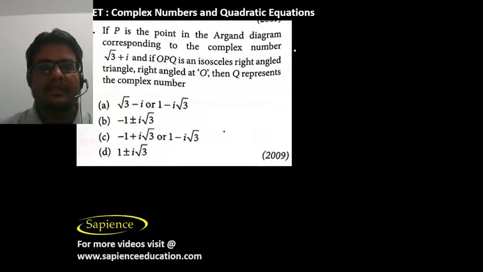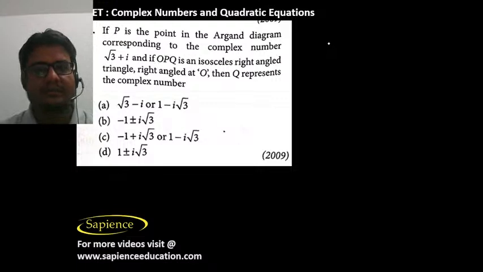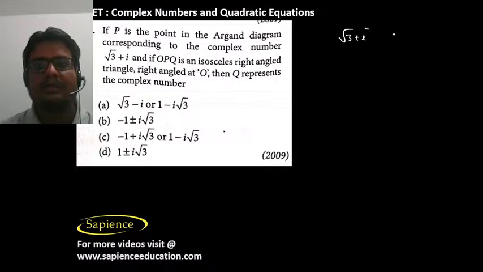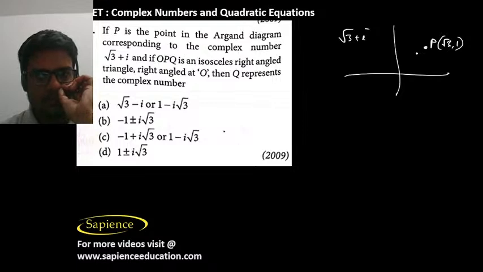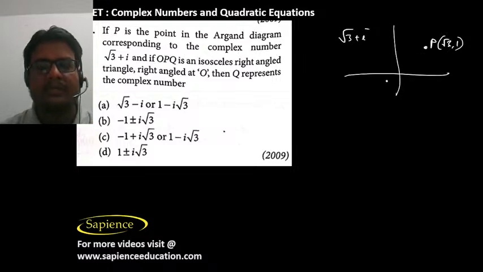Then here it is told that the point P in the Argand diagram corresponds to the complex number root 3 plus i, so it means that the point P is lying in the first quadrant. Its coordinates are (root 3, 1). And OPQ is an isosceles right angled triangle, right angled at the point O.